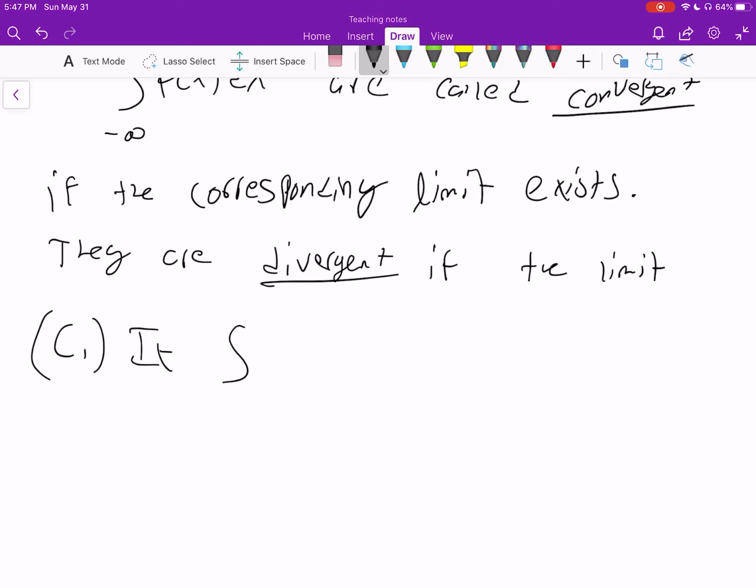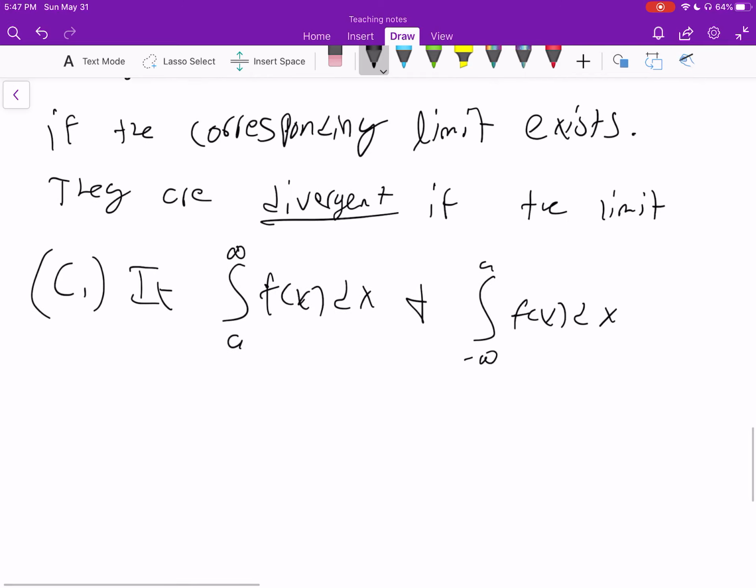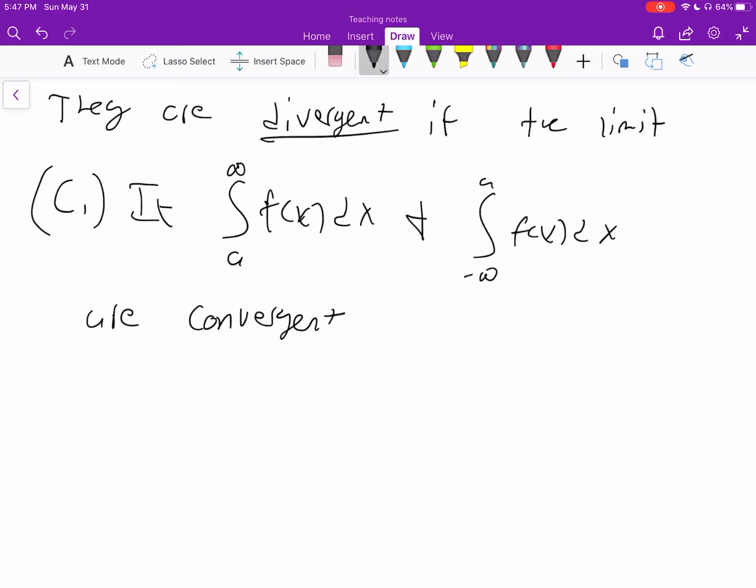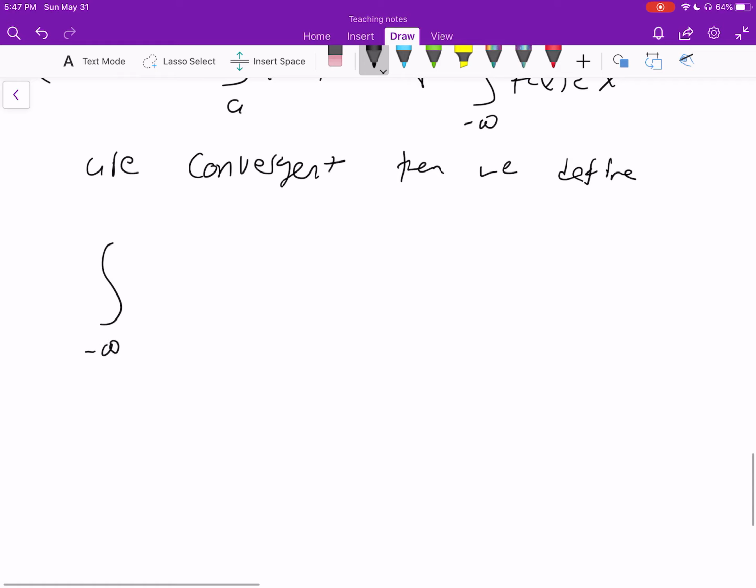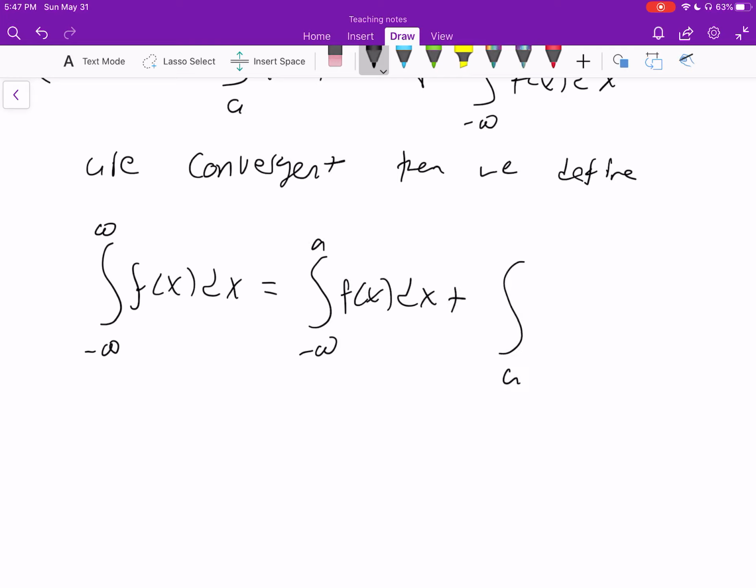But there's one last part to this. If the integral from a to infinity of f of x dx and the integral from negative infinity to a of f of x dx, so if I integrate off in both directions, and these are convergent, then we'll define the integral from minus infinity to infinity of f of x dx to be the integral from negative infinity to a of f of x dx plus the integral from a to infinity of f of x dx.